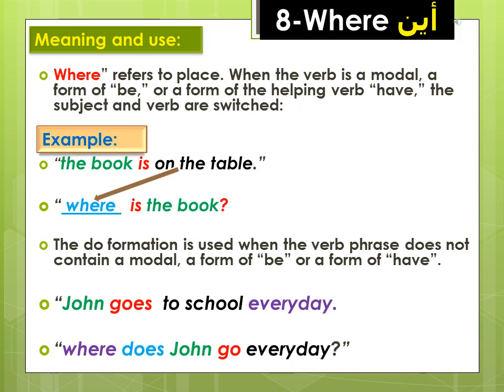Okay, the last WH word is where. Where refers to place. When we ask about the place of a person or a thing, we use where. So when the verb, the same as we saw with the previous rule, is a modal or a form of to be or a form of the helping verb have, the subject and verb are switched.